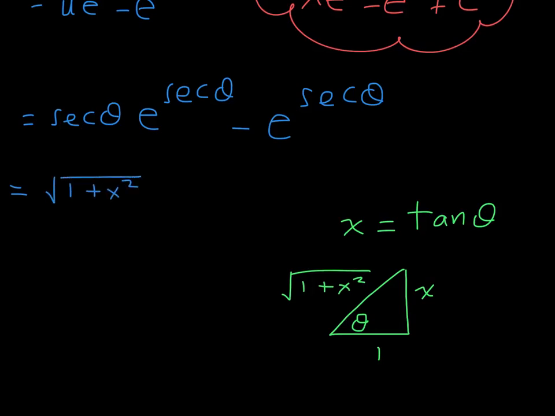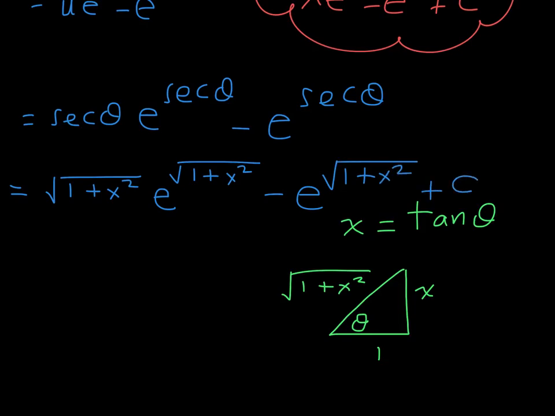over the adjacent side, which is just 1, times e to the power of secant theta minus e to the power of secant theta. And then, of course, plus c. And if I can just move this out of the way here, because this is my final answer.